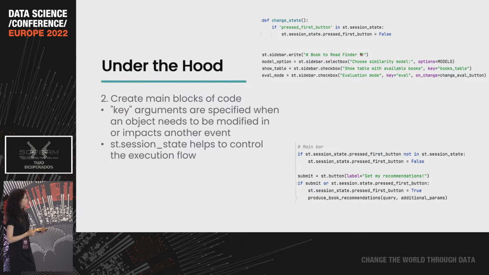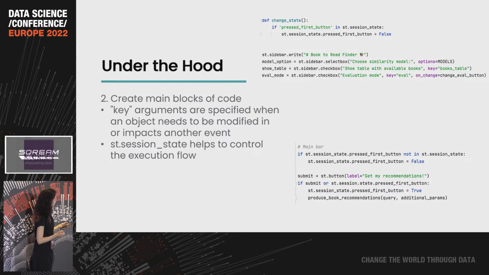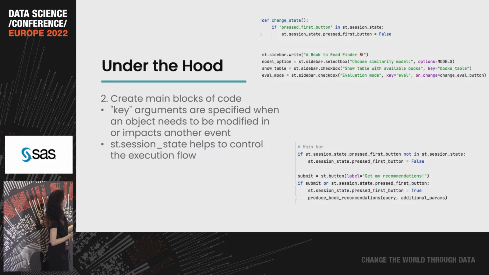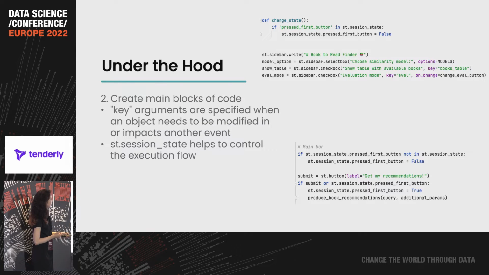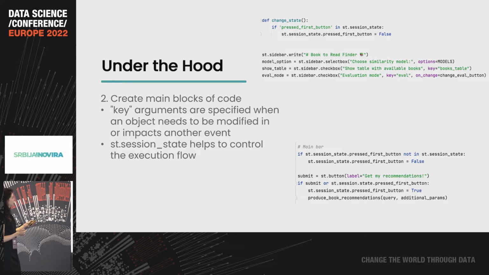After we load our data, here are the main blocks of our program in a bit of simplified way. So here we have a sidebar where, with just a single line of code, we can define select boxes and check boxes. And then in the main part, based on the selections, if we click the submit button, we go to the main part of our program where we produce our book recommendations.